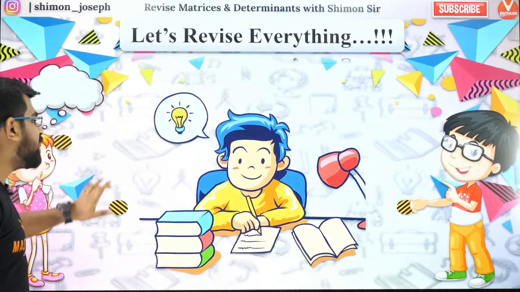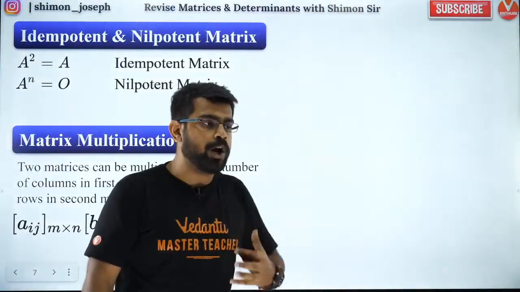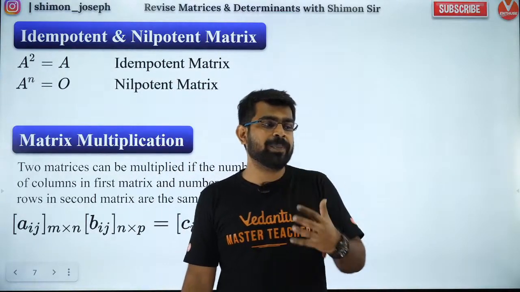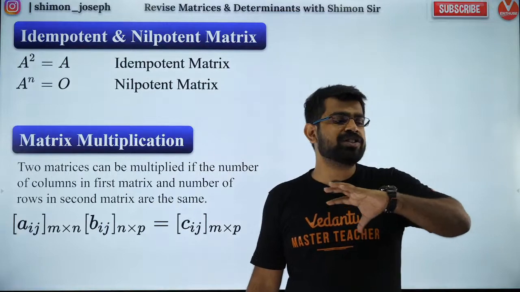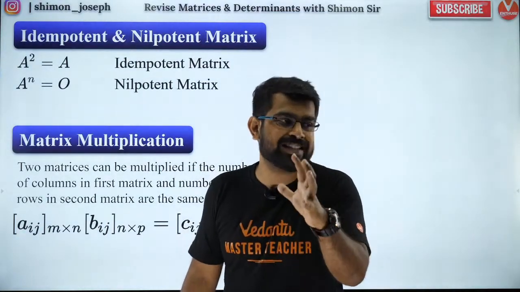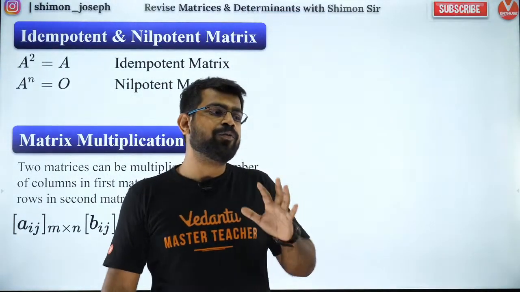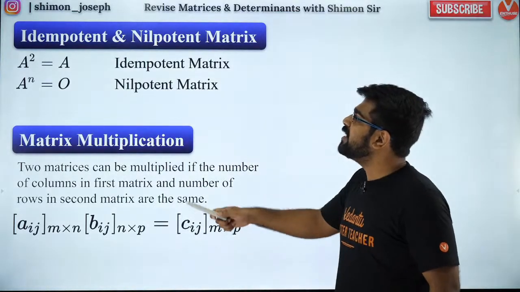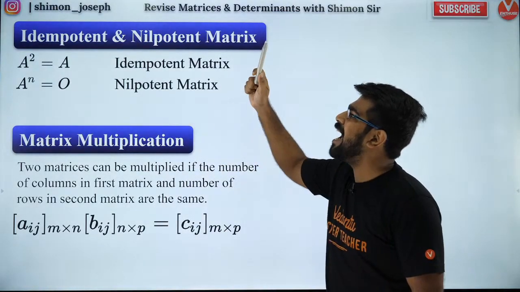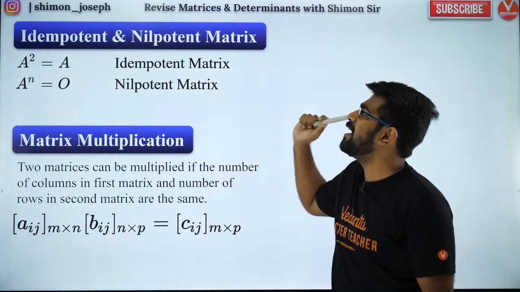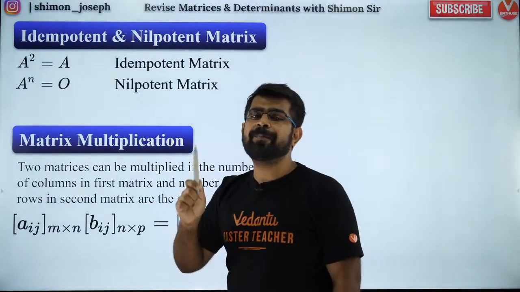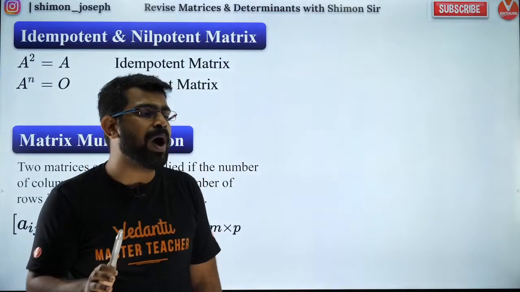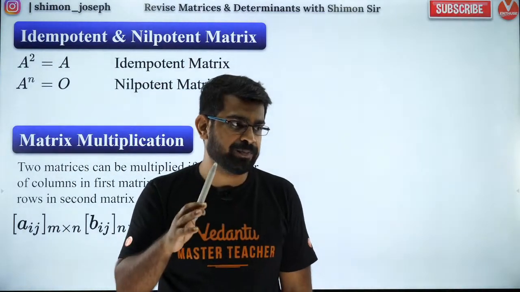So let's get started. I know you guys are all in 12th standard, so most of you should be knowing the basics of matrices. So I will revise all those areas which I feel you guys can forget. The first one which I want to talk about is what is called an idempotent matrix and what is called a nilpotent matrix. Idempotent matrix means A square is equal to A.